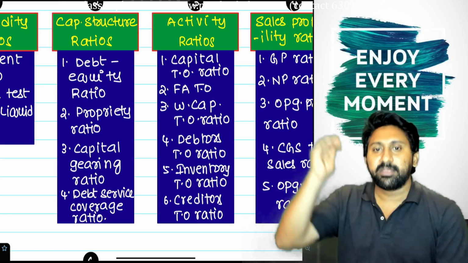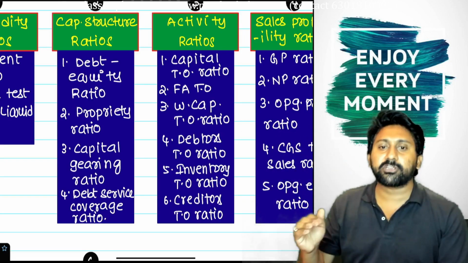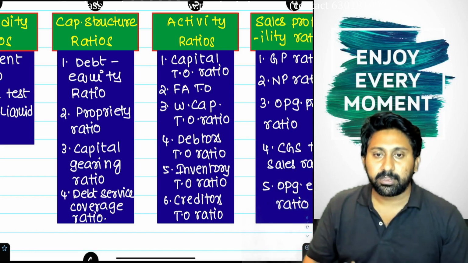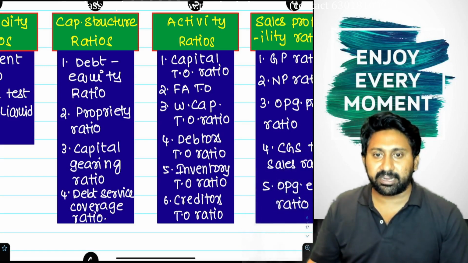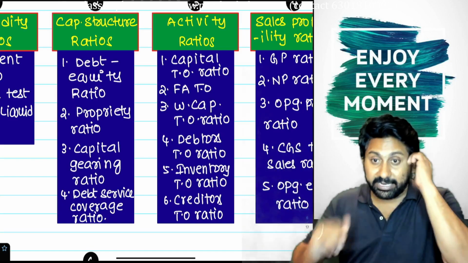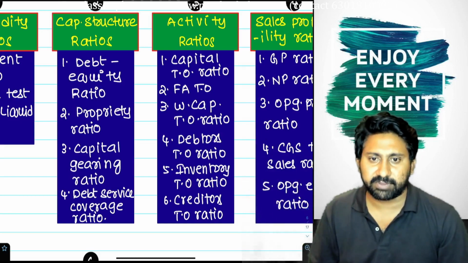Fixed asset turnover is turnover by fixed assets. Working capital turnover is turnover by working capital. Debtors turnover is turnover by debtors. Debtors velocity is the reverse: debtors by turnover will be calculated, and that will be in the number of months. We will do the problem, debtors velocity questions.